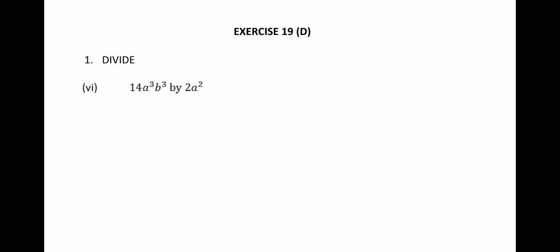Look at the question: 14a cubed b cubed divided by 2a squared. This can be written in fraction form. Now 2 will cancel 14 7 times. a squared can cancel a cubed, leaving a, and there is nothing which can divide b cubed, so b cubed remains as it is. So the answer that you get is 7ab cubed.